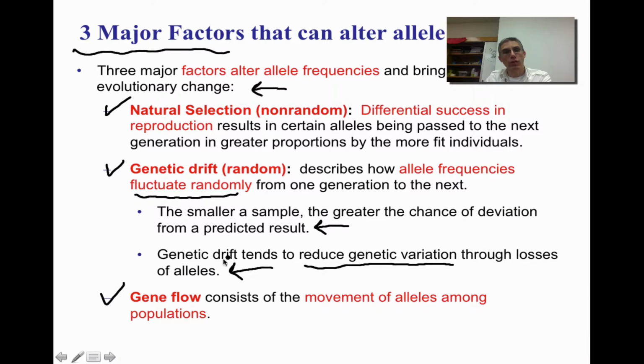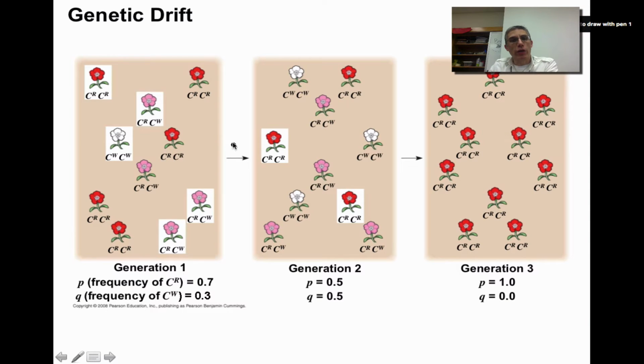Now, genetic drift also tends to reduce genetic variation through the losses of some alleles within that population. Now, the third thing we need to look at is something called gene flow, and this is going to consist of the movement of those alleles among the populations. Now, this diagram that you see right here actually is a good representation, and again, this one was just taken from your textbook, of genetic drift. If you notice, we're looking at the frequencies of the dominant and the recessive, so we have 0.7 or 70%, 0.3 or 30% of these alleles.